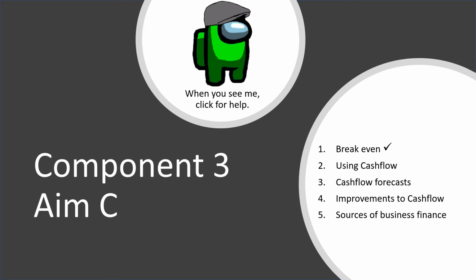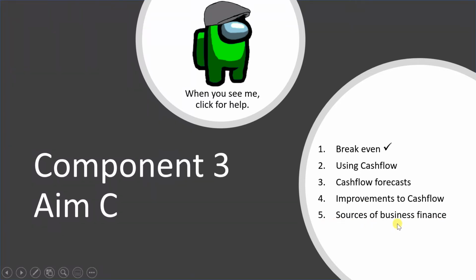Welcome to Component 3 AMC. These lessons are in 5 sections. You've got break even, section 2, 3 and 4 is cash flow, so you could technically call that one section, and then the final one is sources of business finance.